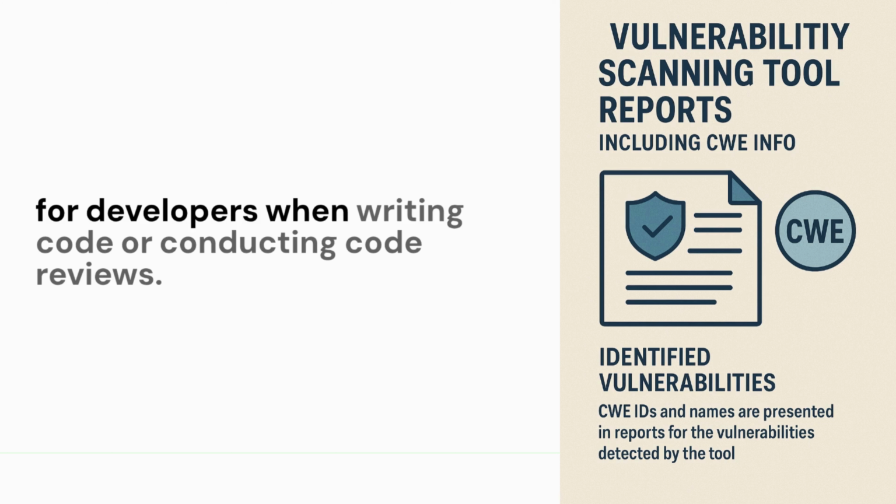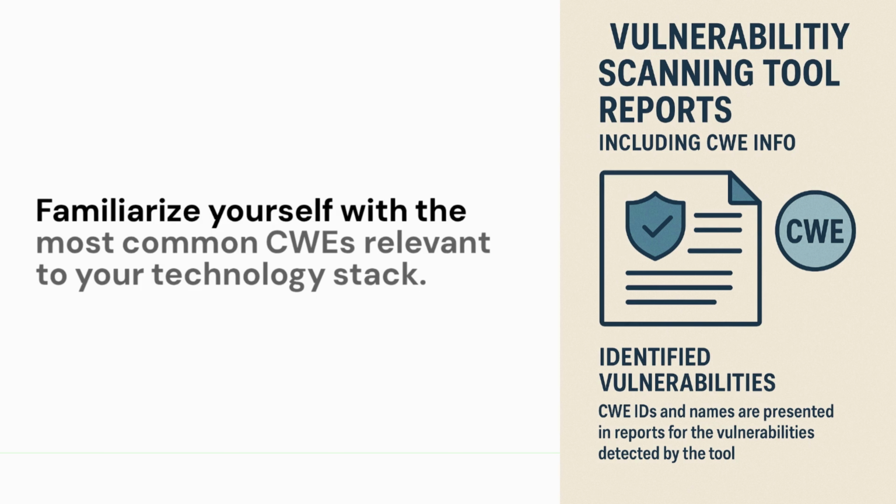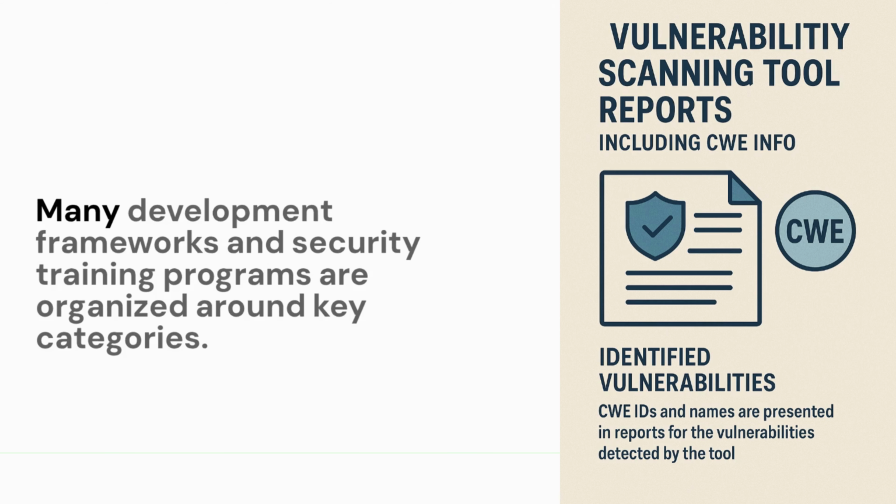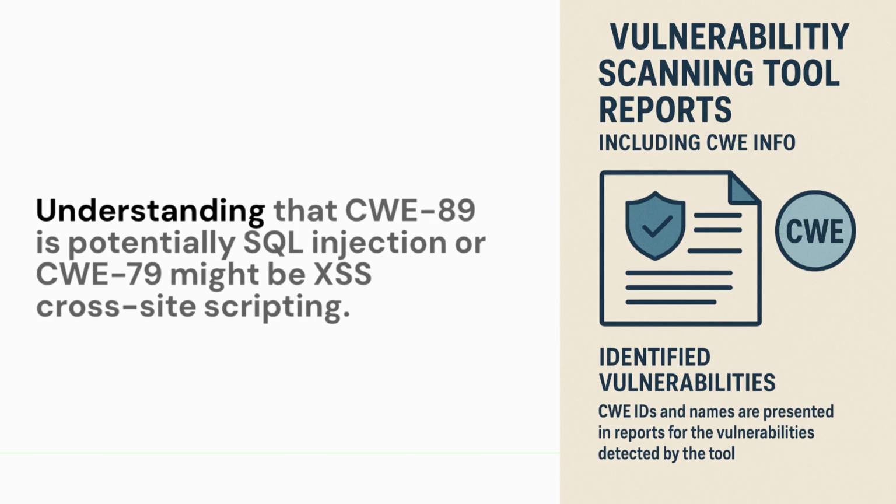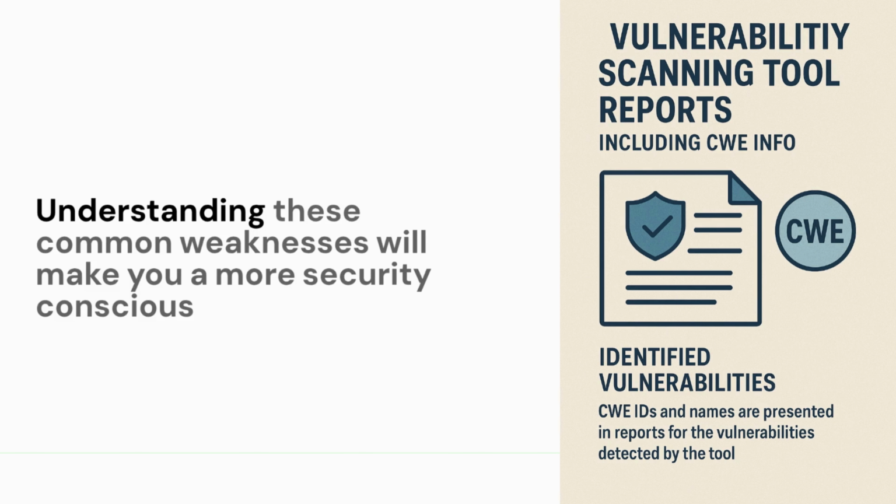For developers, when writing code or conducting code reviews, familiarize yourself with the most common CWEs relevant to your technology stack. Many development frameworks and security training programs are organized around CWE categories. Understanding that CWE 89 is potentially SQL injection, or CWE 79 might be XSS, cross-site scripting. Understanding these common weaknesses will make you a more security-conscious developer.